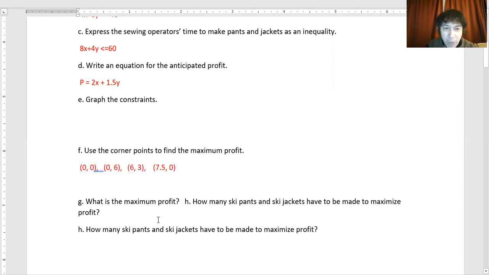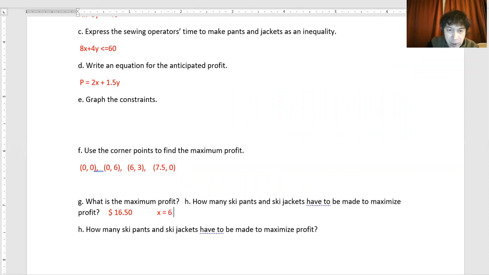And letter G, what is the maximum profit? As far as I can remember, that's $16.50. So that's our maximum profit there. That should be colored red. How many ski pants? Of course, that would be 6. How many ski pants? That would be for the x.